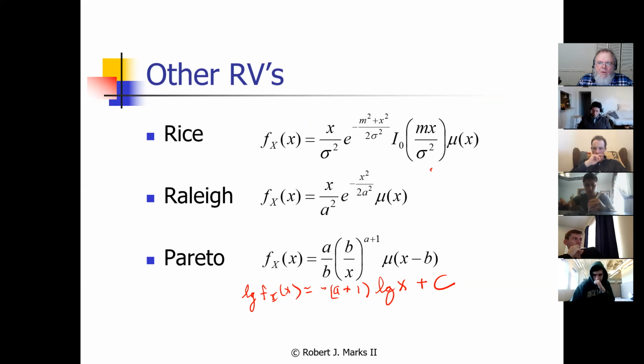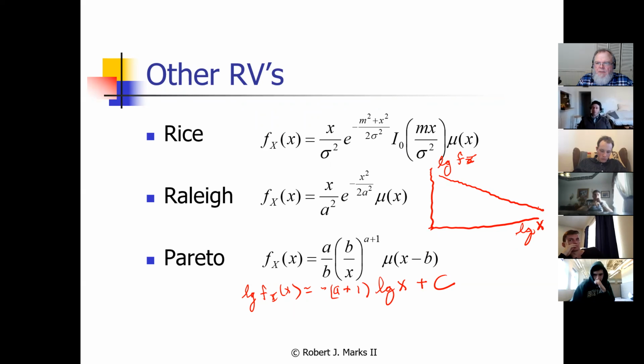So if one is to plot this as a function of x, if you plot the log of f sub x with respect to x, you get a straight line which goes down. And it has a slope of minus a plus 1. That's the slope of it. This is something called a power curve. And it says lots of things are populated here, but only a few things are populated here. And this power curve has application in a number of places.